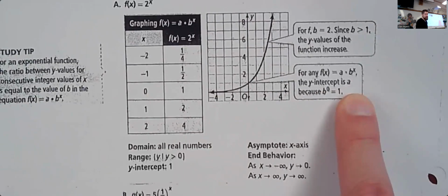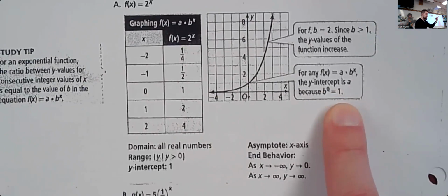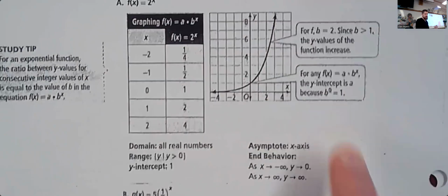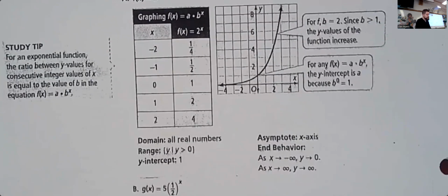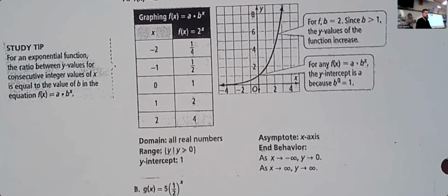For any function where you have an exponential, the y-intercept is a. The y-intercept is equal to a because b to the 0 power is equal to 1. We just said a was equal to 1. B to the 0 power here is also equal to 1. So the y-intercept is a, 1, because b to the 0 is 1. Anything to the 0 power is 1.